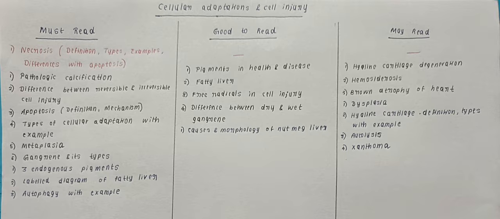Let's get started. So today our topic or the chapter is cellular adaptations and cell injury. Coming to the must-read topics, before that I will just tell you about the color coding that I have written. Whatever is written in red ink is the long essay question that comes for 10 marks, the questions in black ink are the short essay questions which come for 5 marks, and the questions which are blue in color are short answer questions which are 3 mark questions.